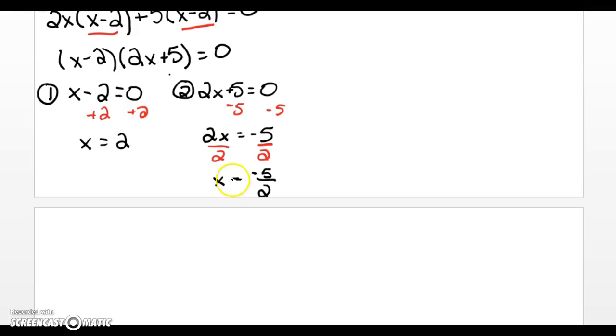Essentially, what these two factors tell us is that when x is equal to 2 or when x is equal to negative 5 over 2, these two values would make that denominator 0. So to finish off your restrictions, you would say that x cannot be 2 or negative 5 over 2, because both of those values would give us 0 in our denominator. From there, we're ready to actually simplify our rational expression.